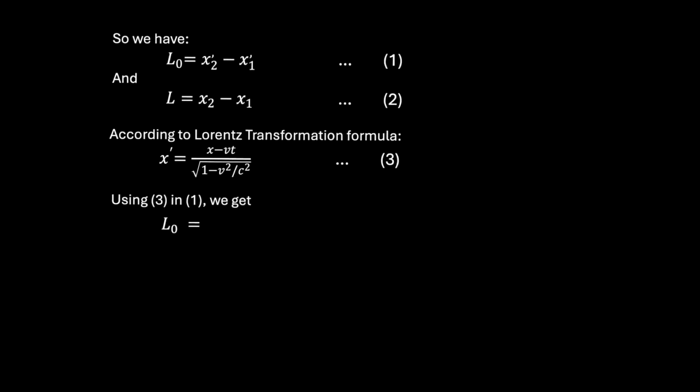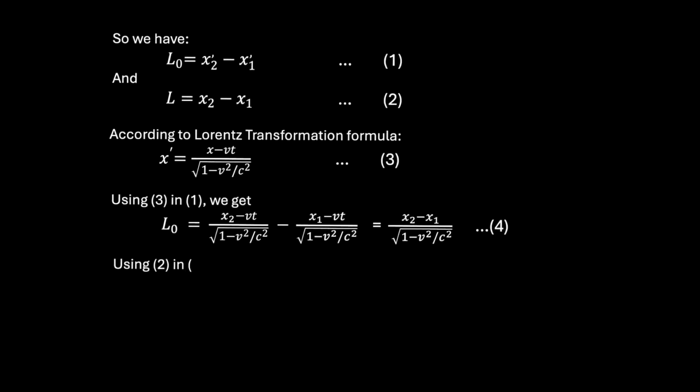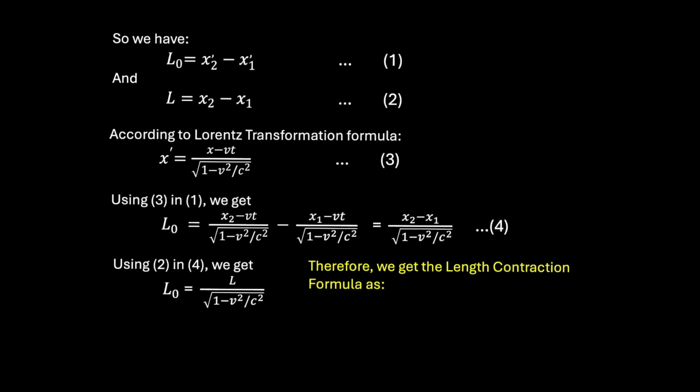L0 equals the fraction of x2 minus vt over the square root of 1 minus v squared over c squared, minus the fraction of x1 minus vt over the square root of 1 minus v squared over c squared, equals the fraction of x2 minus x1 over the square root of 1 minus v squared over c squared. Using equation 2 in equation 4, we get L0 equals L over the square root of 1 minus v squared over c squared. Therefore, we get the length contraction formula as L equals L0 times the square root of 1 minus v squared over c squared.